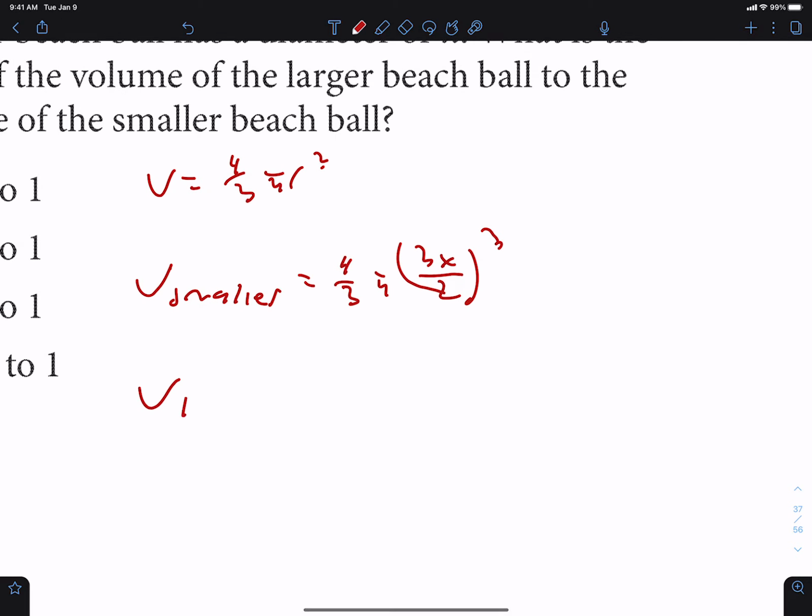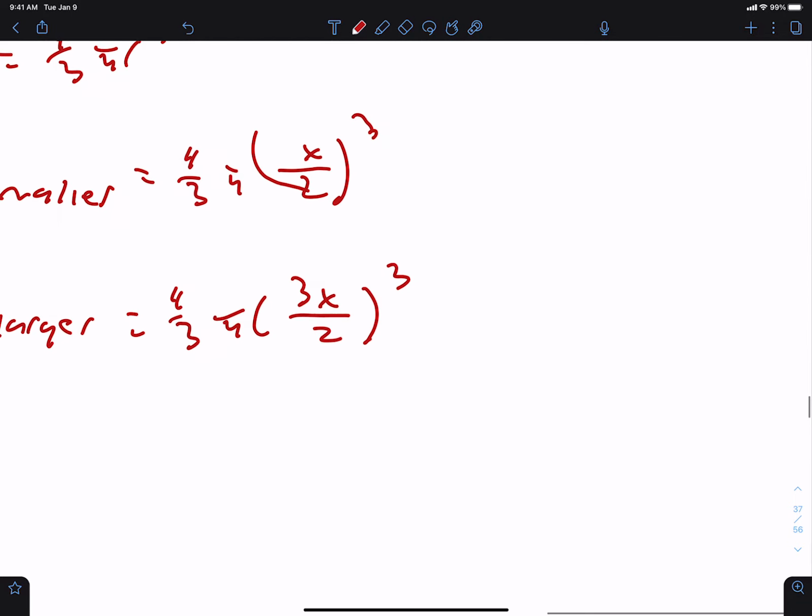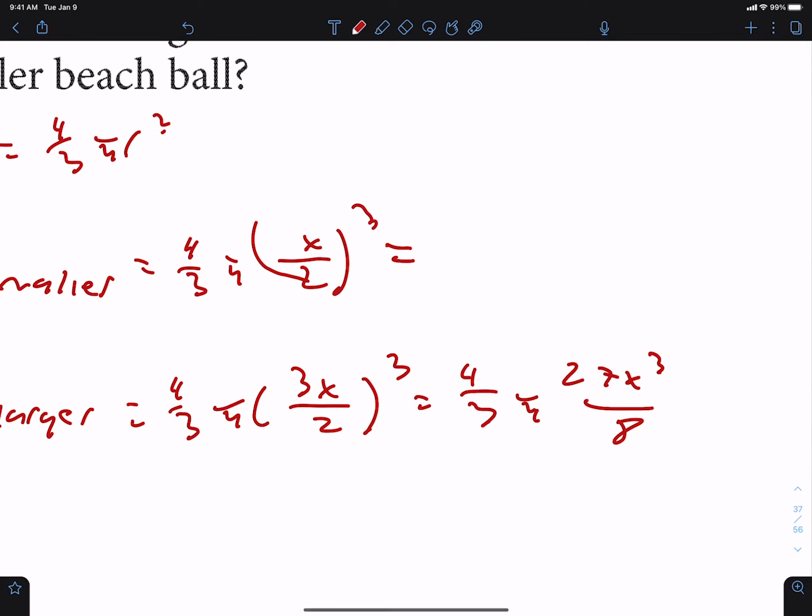And then the volume of the larger beach ball is going to be, oops, this is the smaller one. The larger beach ball is going to be 4/3 pi, and then this is going to be 3x over 2 cubed. Alright, now if we expand each of these a little bit more, we get 4/3 pi times 27x cubed over 8. And for this smaller one, we get 4/3 pi x cubed over 8.